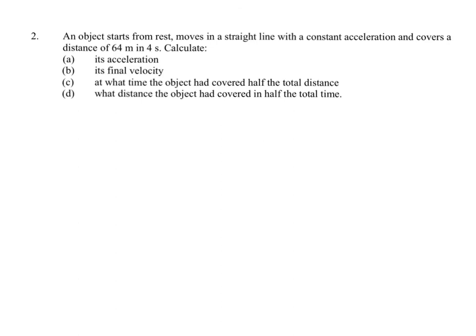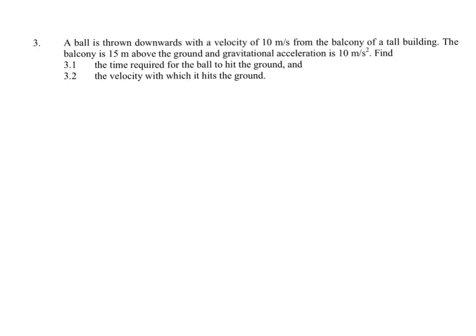Then it asks at what time will the object have covered half the total distance? In other words, 32 meters. The answer might not quite be what you think it is initially. And what distance will the object have covered at half the total time, which would be 2 seconds? And then I would like you to sketch the velocity time, the position time, and the acceleration time graphs for this particular system.